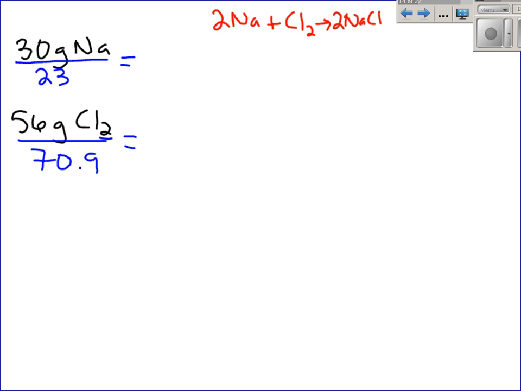30 divided by 23 gives me approximately 1.3 moles of Na. 56 divided by 70.9 gives me approximately 0.79 moles of chlorine.